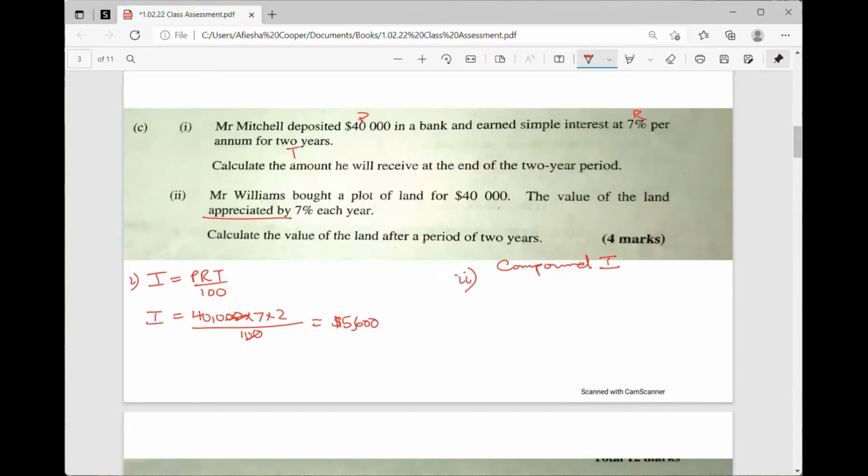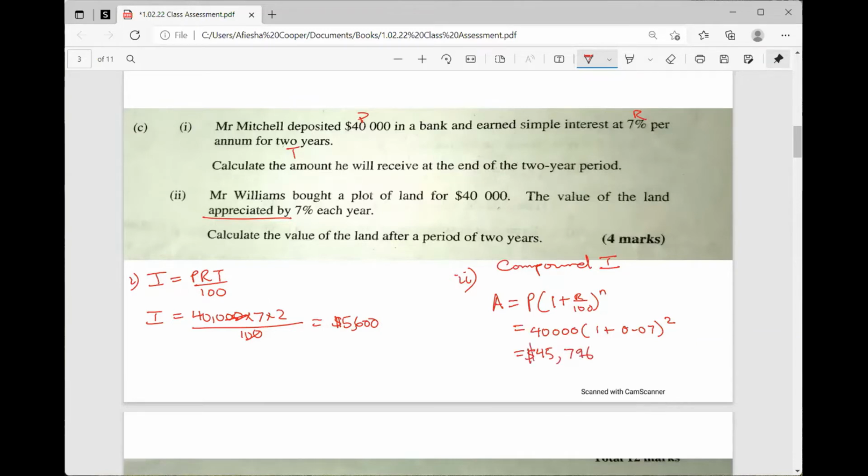So appreciation is your amount accrued, which would be your principal times (1 plus R over 100) to the power of N, which is your time. So 40,000 by 1 plus 0.07, for 2 years. We could work this out: 40,000 by 1.07 squared, which gives me 45,796.